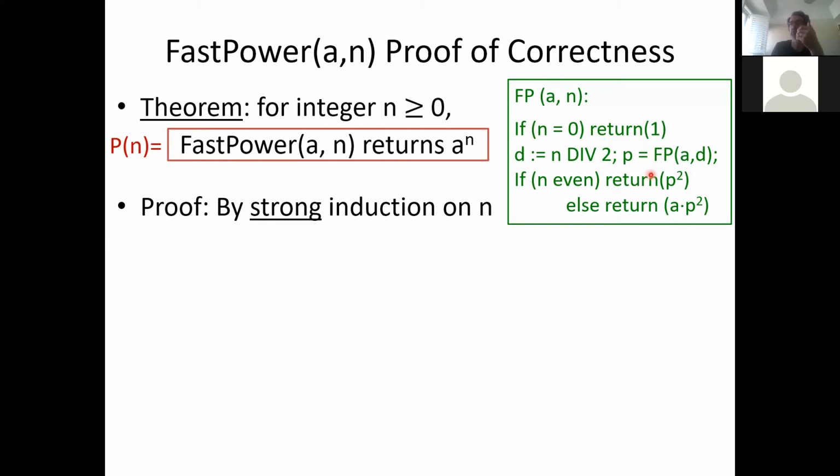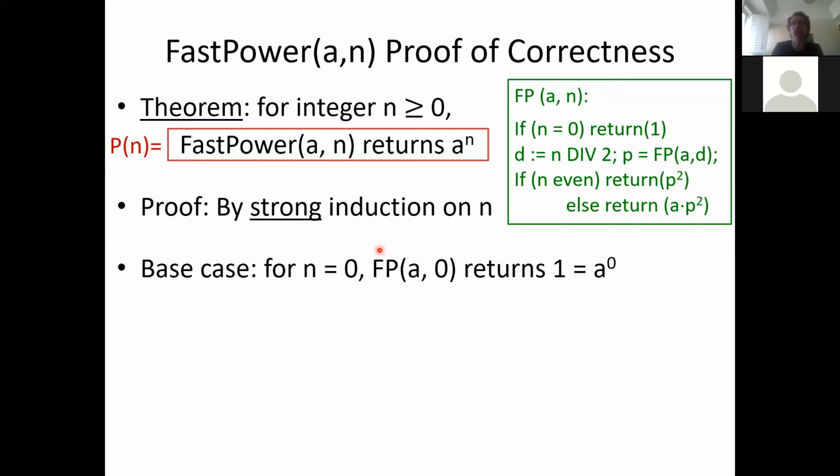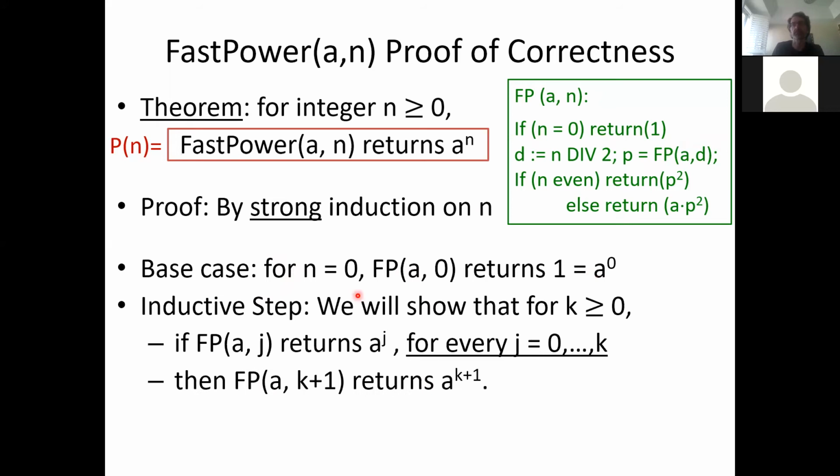algorithm, because it doesn't matter what this FP algorithm outputs on input n-1. What does matter is what the FP algorithm outputs on inputs that are definitely smaller than n, but not necessarily just by 1. Okay, so the base case is the same, right? N equals 0, and when I go for 0, it just returns 1, which is correct. That's good. That's the base case.